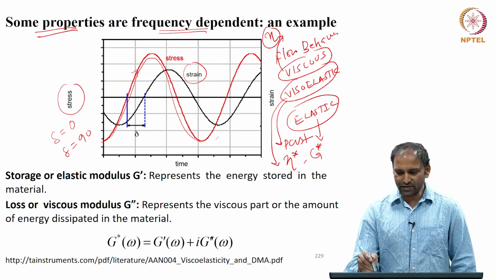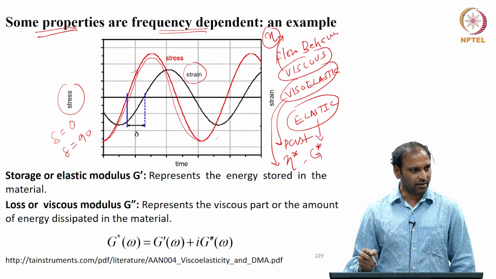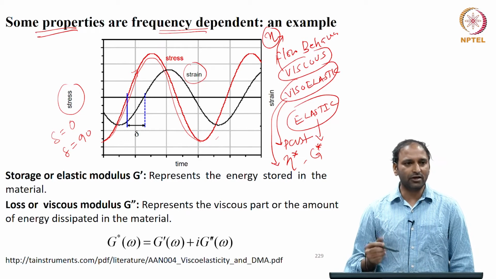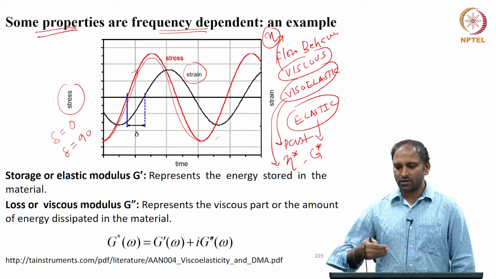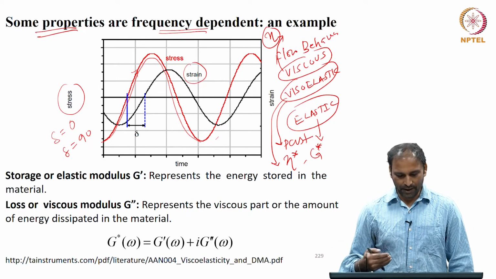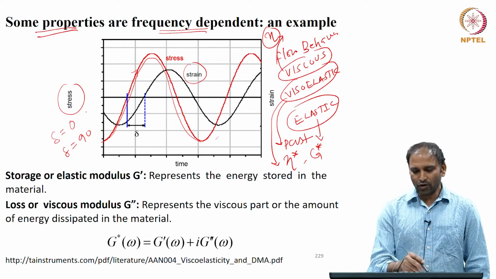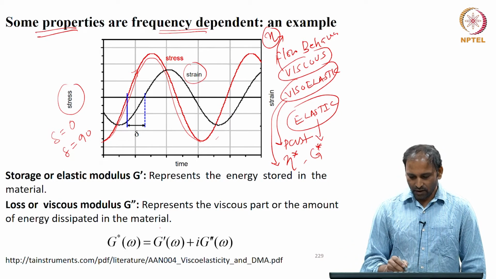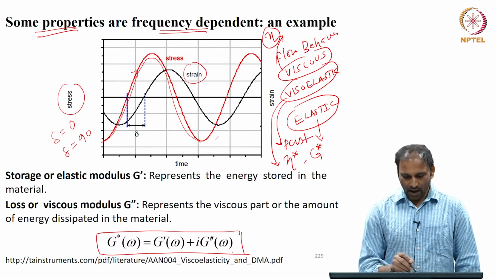However, for these viscoelastic materials, your phase shift is going to be between 0 and 90, and depending upon the extent of phase shift, you can say something about whether the material is closer to viscous behavior or very close to an elastic kind of material. And so what people do is apply this stress and strain in a sinusoidal way and then measure what is called a frequency dependent material response. And that frequency dependent response will have two terms.